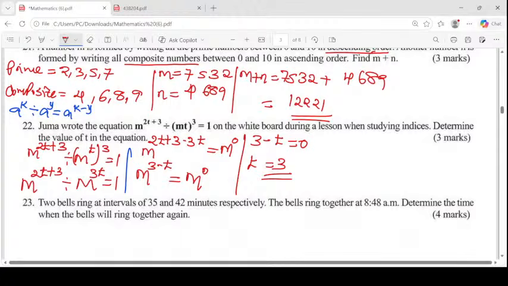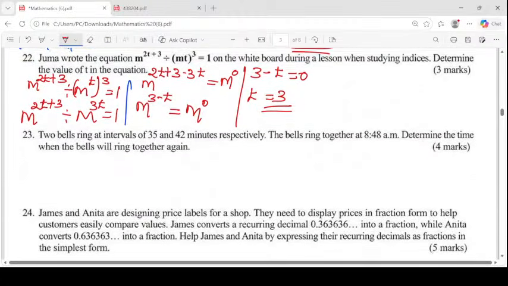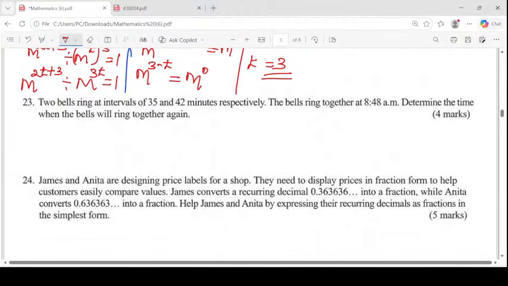Let us look at question number 23. Question number 23, dear learners. Two bells ring at intervals of 35 and 42 minutes respectively. The bells ring together at 8:48 a.m. Determine the time when the bells ring together again.